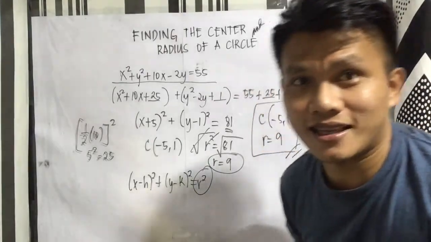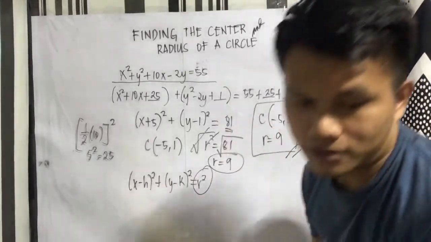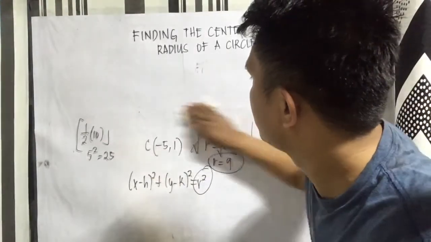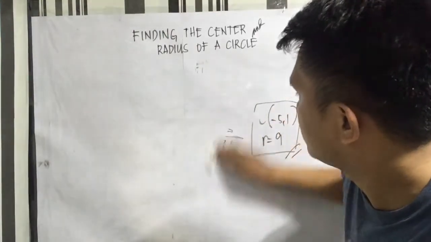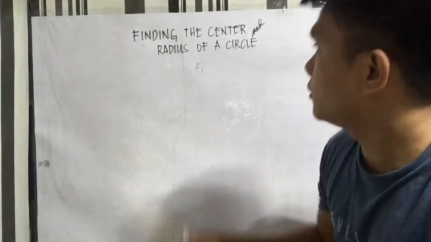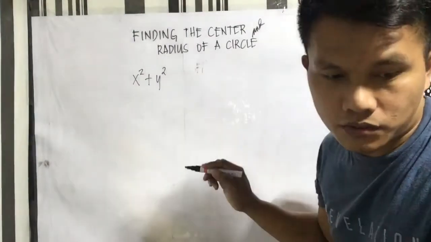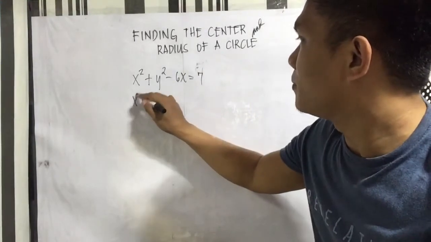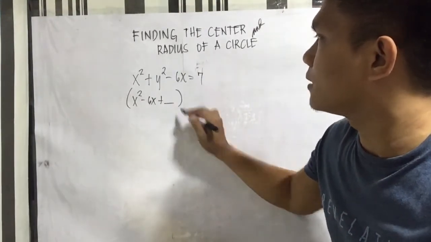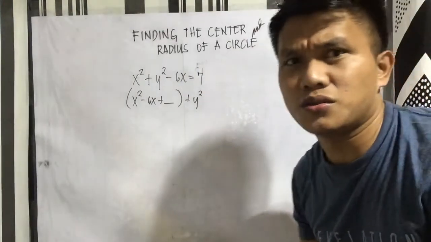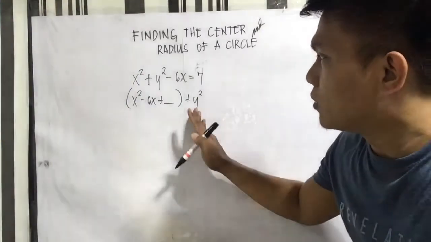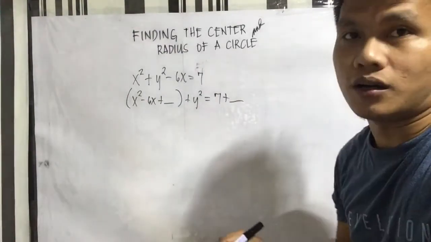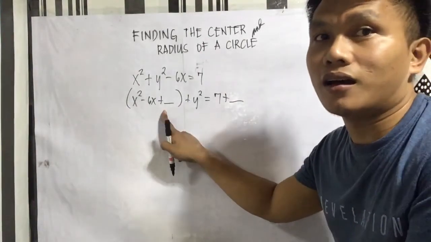Okay, so again, let's cite some other examples. Okay, so if we have here x squared plus y squared minus 6x equals 7. Okay, so the same process. We have x squared minus 6x plus blank. And then we already have here y squared. Since we don't have a linear term for the y variable, we have to state this as y squared. And that is equal to 7 plus blank. We only put here one blank because we only have one empty space here.